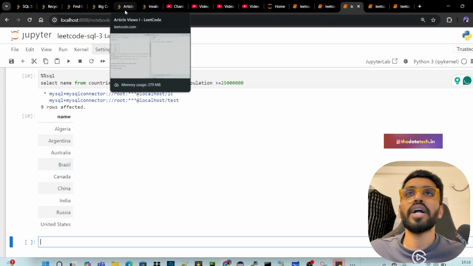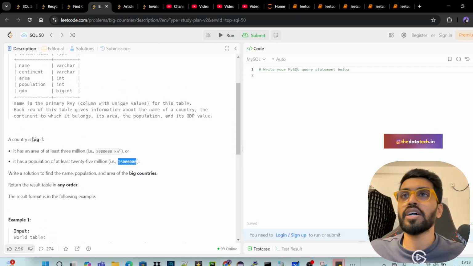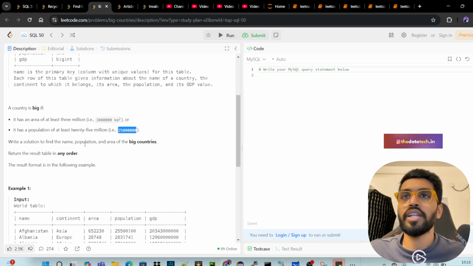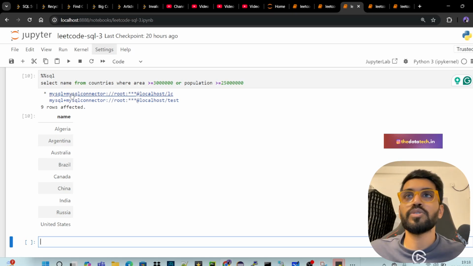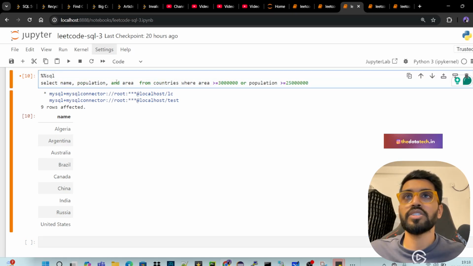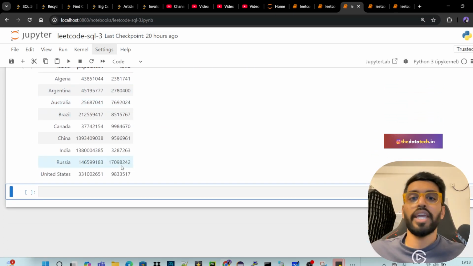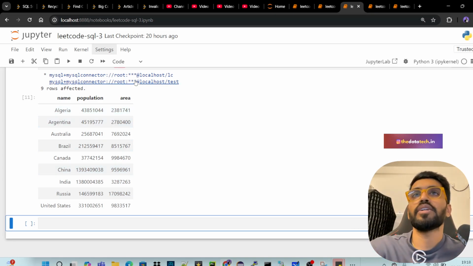Let's just go back and see what they're expecting. Write a solution to find the name. They're expecting 3 columns actually, not just one. And the order can be any order, so we can ignore order by. So I'll remove this name and add 3 columns because they're expecting name, population, and area. So it's straightforward. Right, fine.